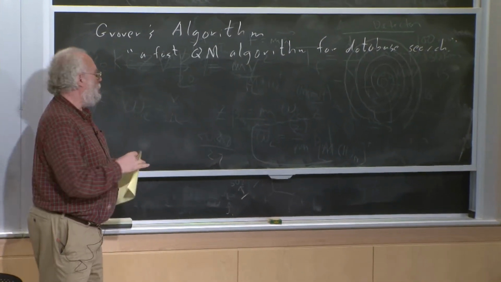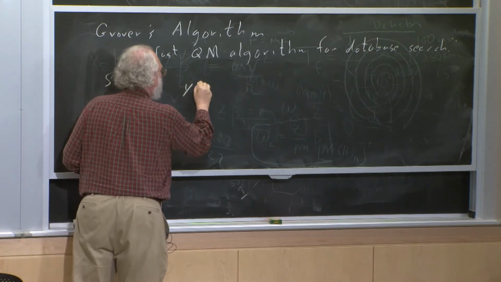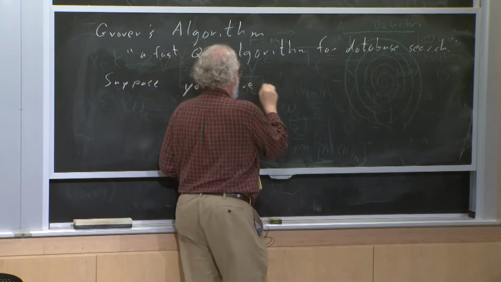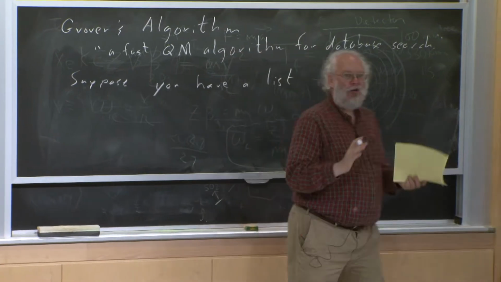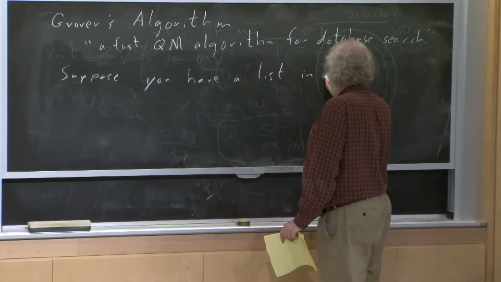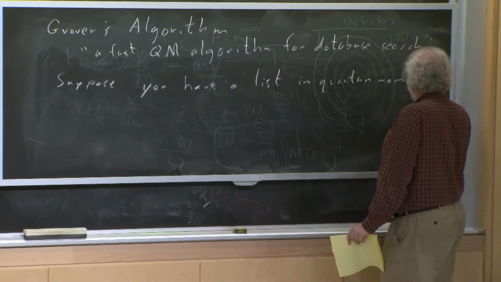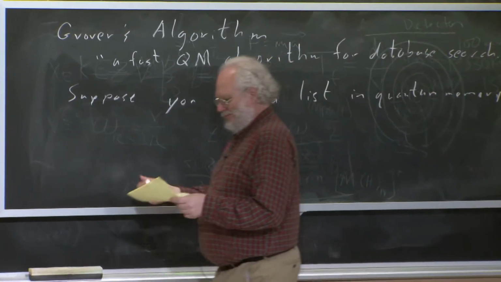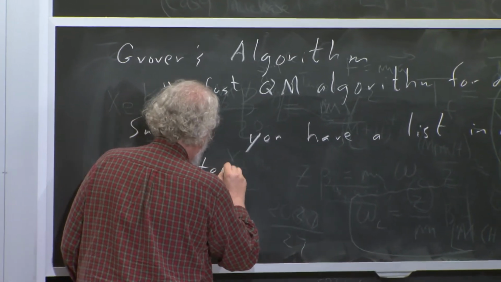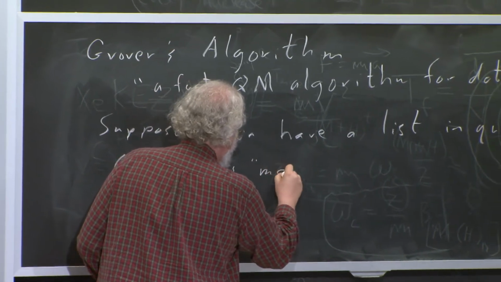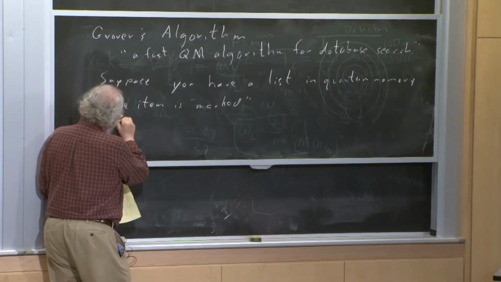What does Grover's algorithm do? So suppose you have an unsorted list, which is somehow in quantum memory, and one of the items is marked. Find the marked item.